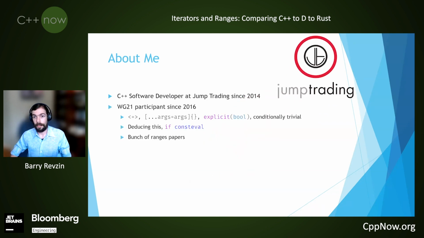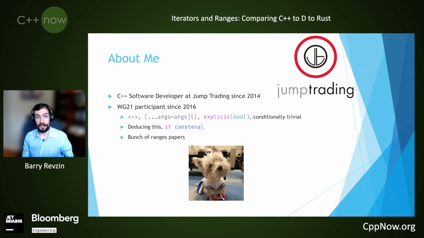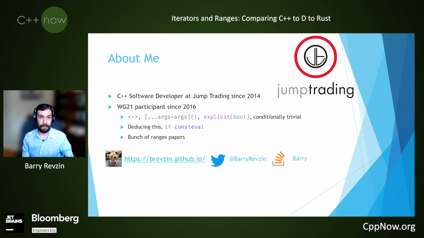Outside of Jump, I've also been a participant in the C++ Standards Committee since 2016. And you might know me from a bunch of different language features in C++20, like spaceship, init capture, pack expansion, explicit bool, conditionally trivial special member functions, and hopefully coming soon to a C++ near you, deducing this and if consteval are the language features I've been working on. I've also been involved in a whole bunch of ranges papers, not so much for C++20, but hopefully in the next standard to come, hence my interest in this particular topic. And this is Hannah. Hannah is my life mascot, and she is my avatar across social media, where you can check out my blog, or you can find me on Twitter at Revzin, or you can find me on StackOverflow, where my handle is just Barry.